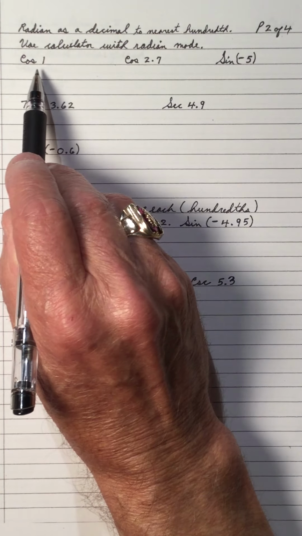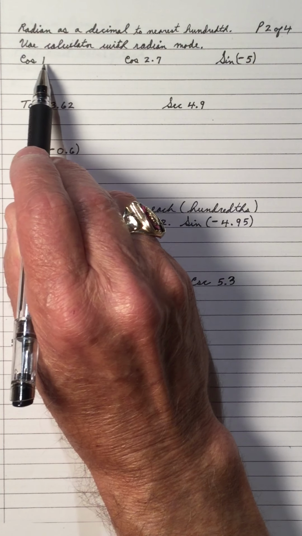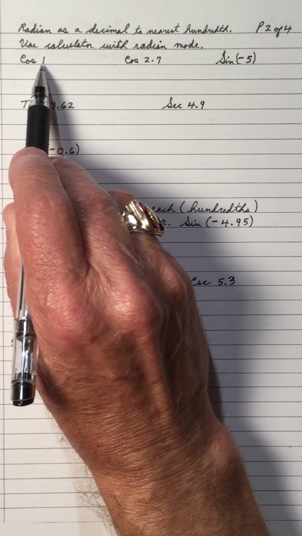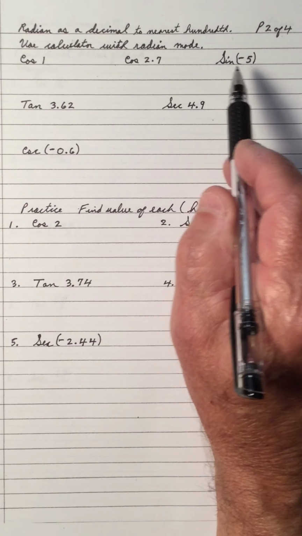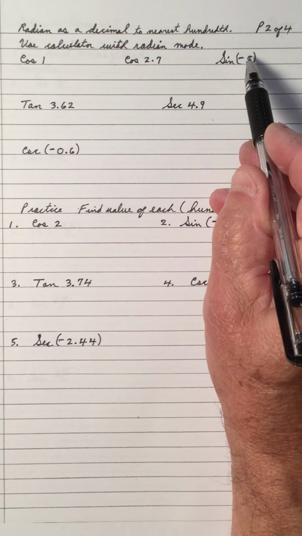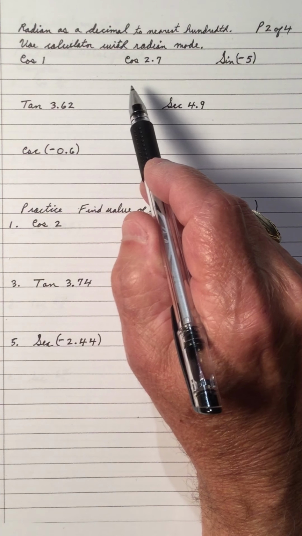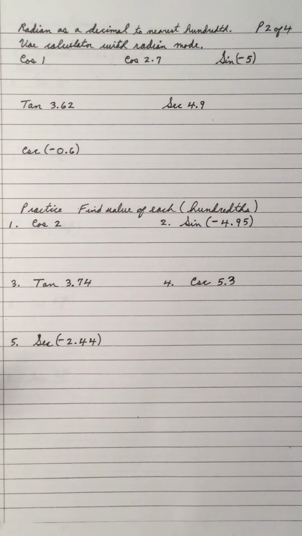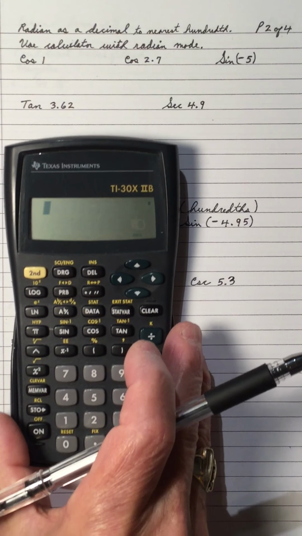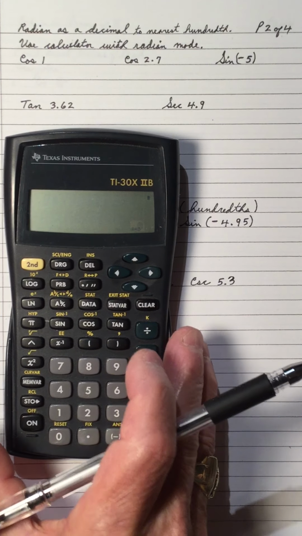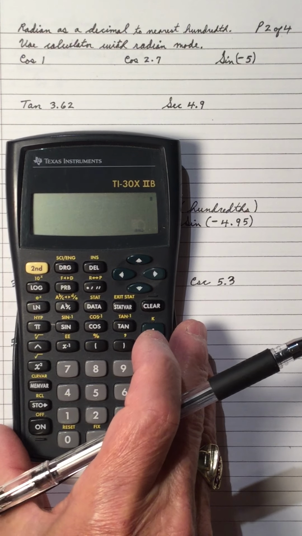So if we look at the cos of 1, notice there's no degree symbol here. So 1 is a radian, 2.7 is a radian, -5. These are all decimals, but there are no degrees, so they're understood to be radians. If I'm going to use a radian that's in decimal form, then I would use my calculator.